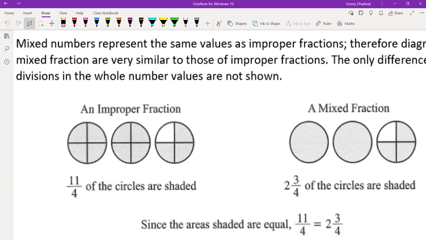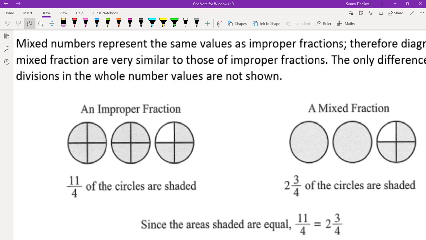For example, here we have 3 circles, and in the last one, 3 out of the 4 parts are shaded in. This means we have 4 pieces shaded here, 4 pieces shaded here, that's 8. 11 pieces shaded out of 4 for each shape. Or the mixed fraction represents the same thing. We have 2 fully shaded, that's where the 2 comes from, and 3/4 of this one, 3 over 4. So they mean the same thing, right?